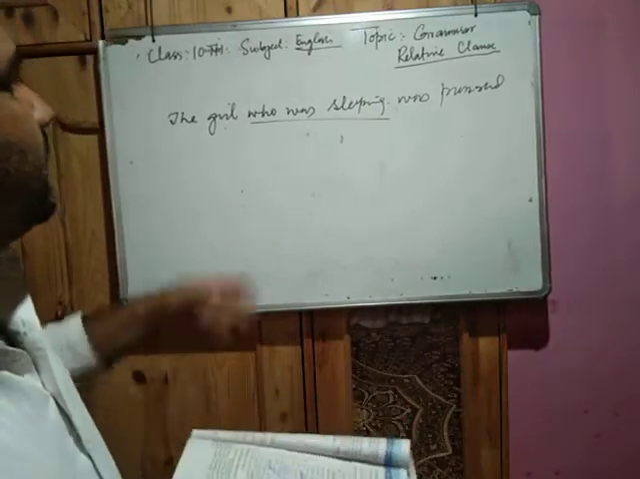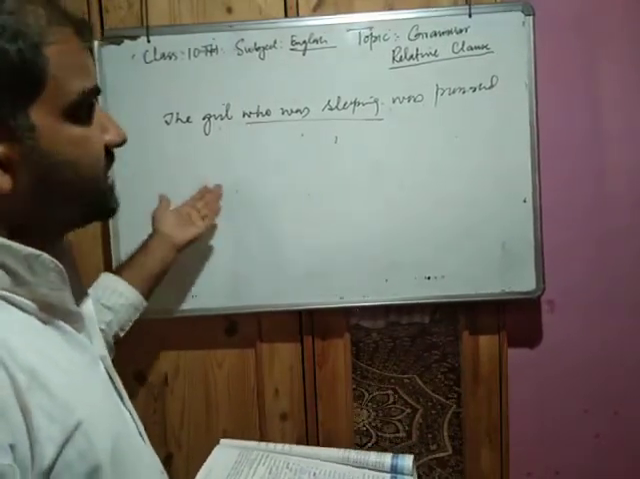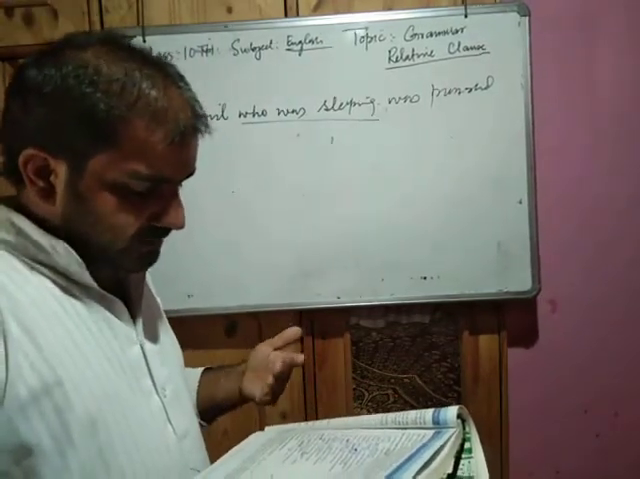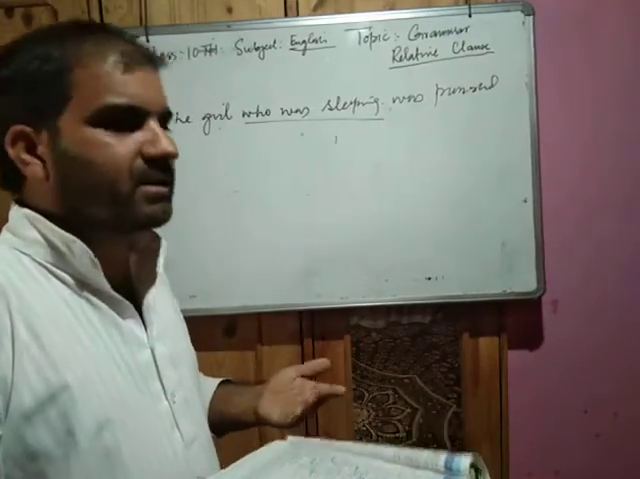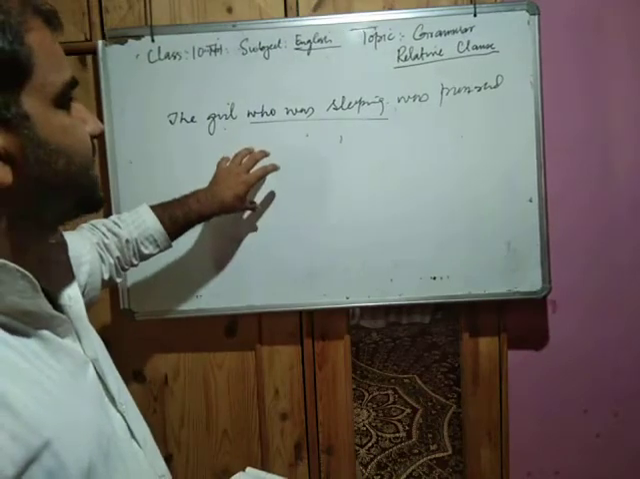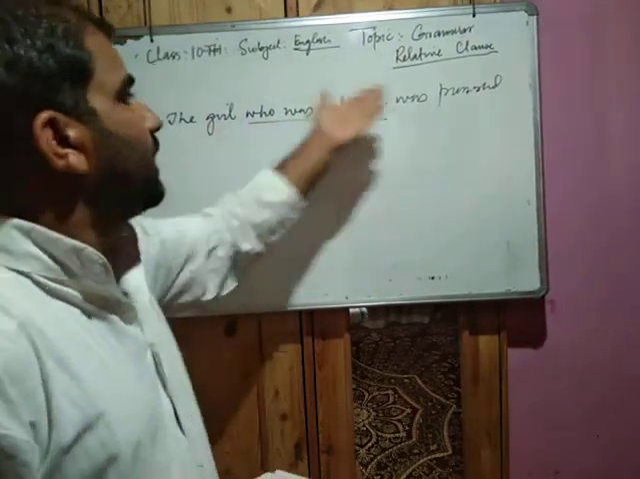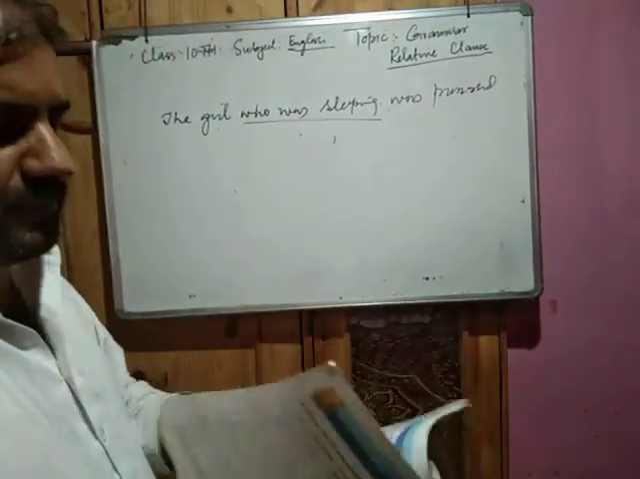We know here how the girl is. Who was the girl? The girl who was punished. In other words, a relative clause gives us extra information about the subject or the object. So we can say that this relative clause gives us additional information about the subject or about the object.